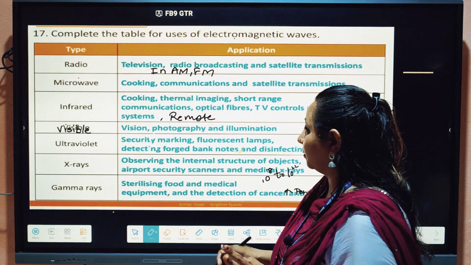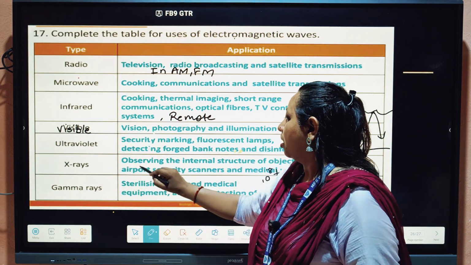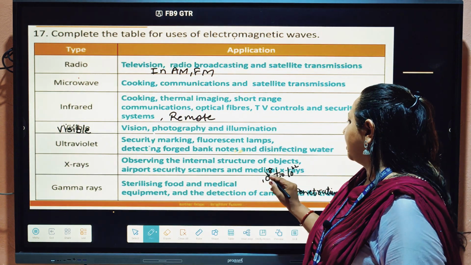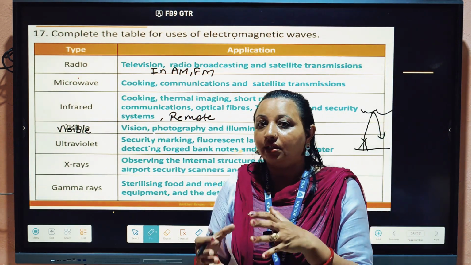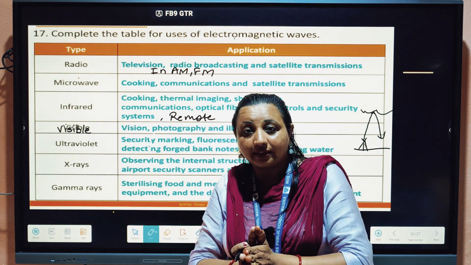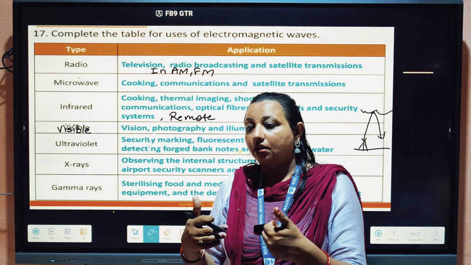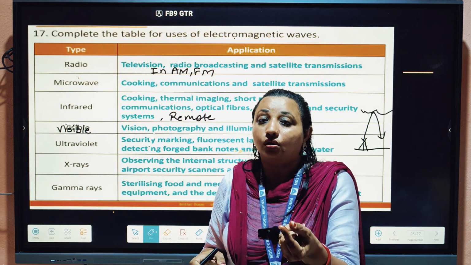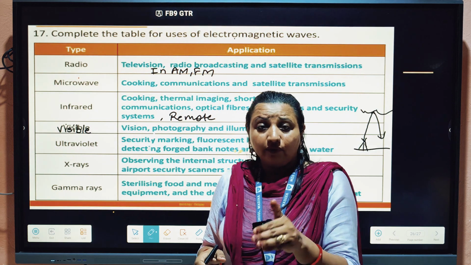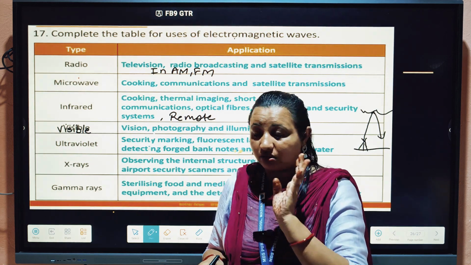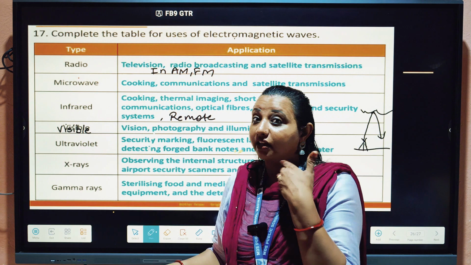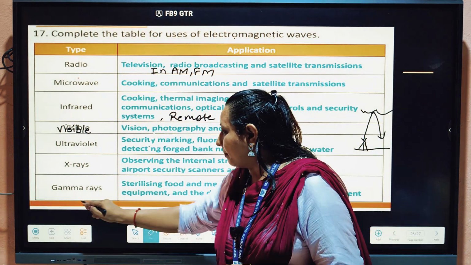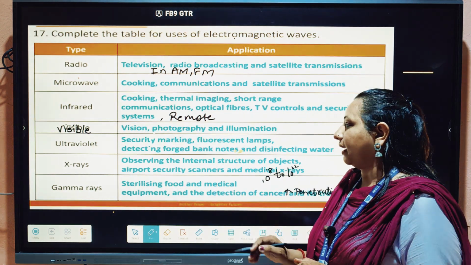It clarifies the water. Then we have X-rays, used for observing the internal structure of objects, airport security scanners, and medical purposes. In medical diagnosis we use X-rays. If we have something in our chest or in the bones, to detect a fracture, we go for X-rays. They have higher frequency. As we go from this to this, the frequency increases. Then gamma rays, used for sterilizing food and medical equipment.